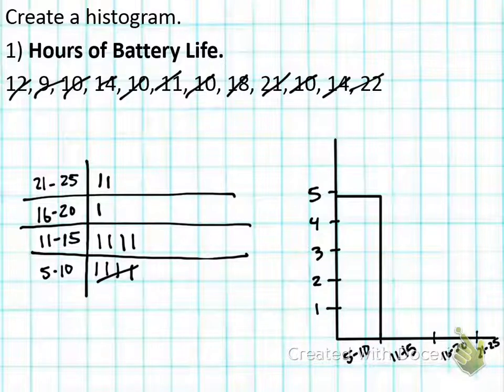Okay, next group is 11 through 15. There are 4 people. Next group is 16 through 20. There's only 1 person that their cell phone lasts that long. And last but not least, we have 2 people that have cell phones that last longer, 2 hours.